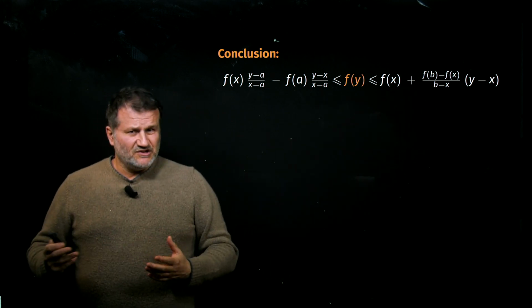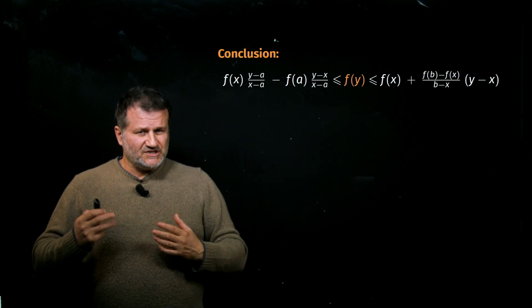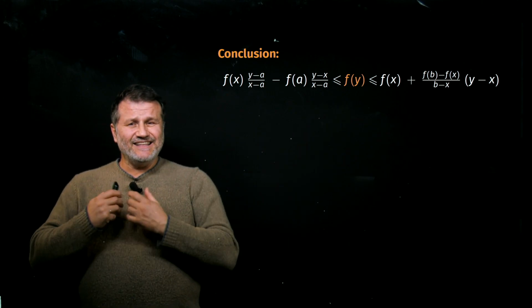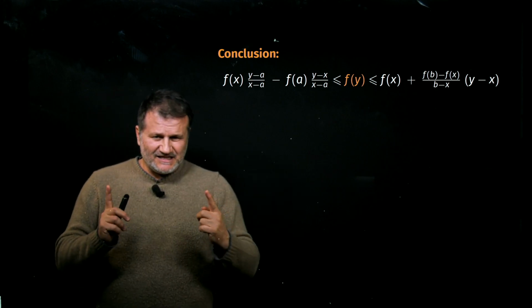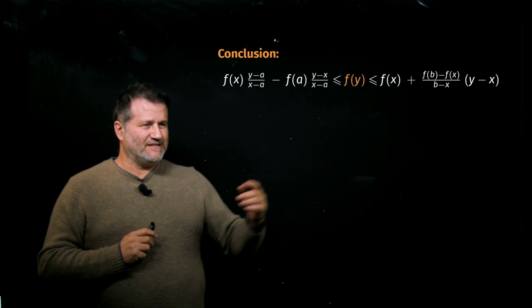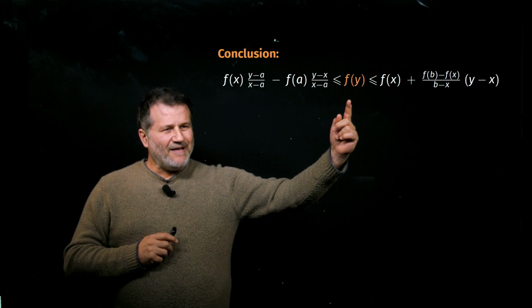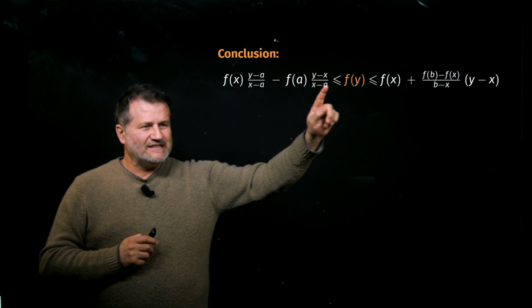Now it's time to return to the goal. The goal was to show that function f is continuous at point x. So we have to take the limit of f(y) when y goes to x. Here, since in this game y is larger than x, we are doing the right limit. So what happens when y goes to x from the right? Look at the left-hand side here.